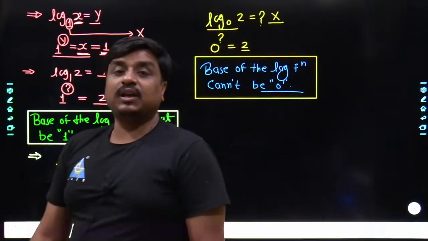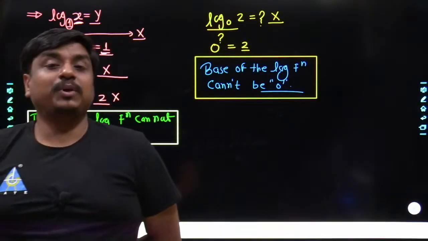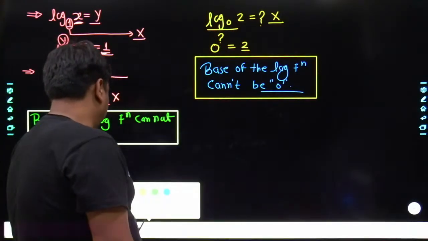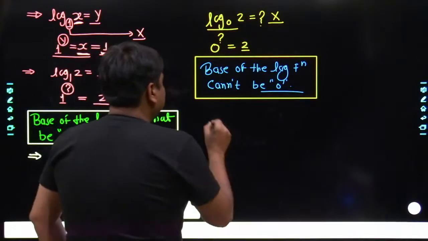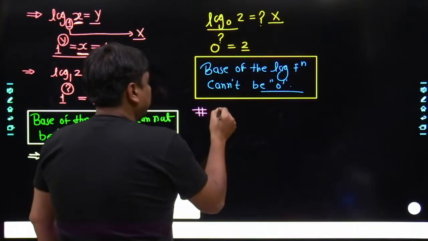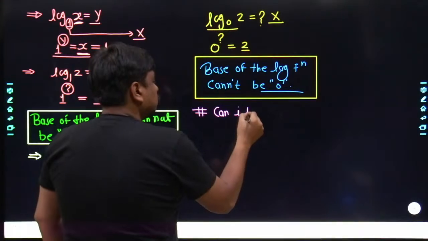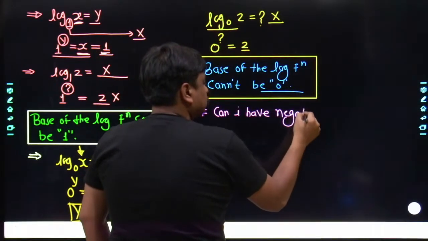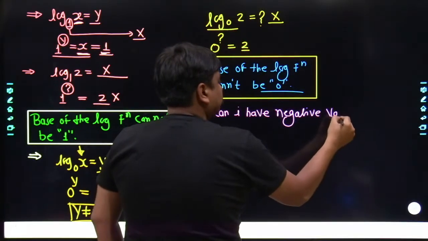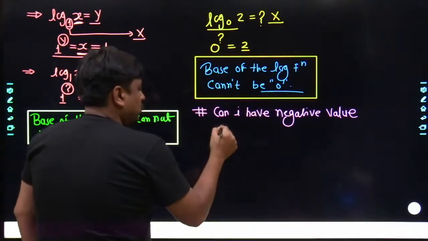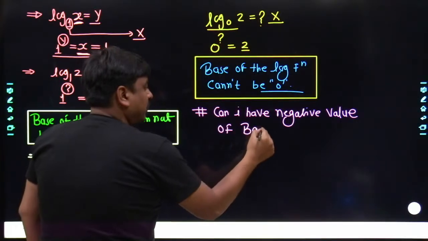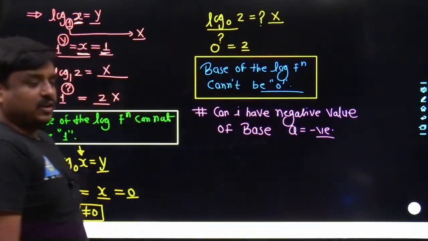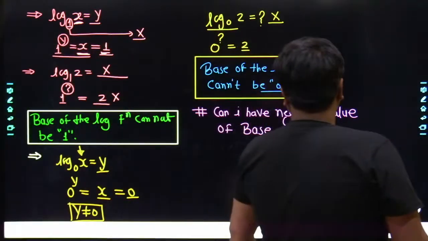Can I have a negative base? Would like to ask from each one of you, can I have a negative value of base? So let me focus on the next dimension of the logarithm. Can I have a negative value of base? The base has been referred to as a over here. Can I have the negative value? Would like to ask the answer from each one of you.